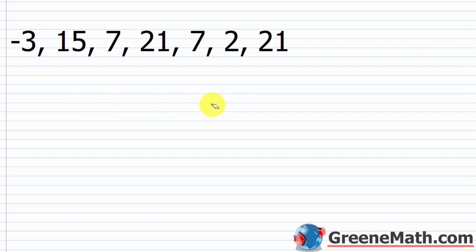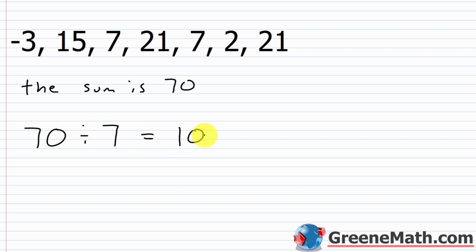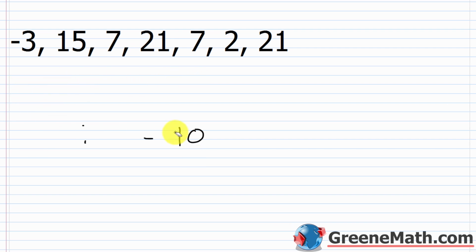Now we have our sum for this group of numbers. So let me just write that the sum is 70. So once I have the sum, all I need to do is divide by the number of numbers, and that will give me the average, or again, the mean. So 1, 2, 3, 4, 5, 6, 7. There are 7 numbers. So we would take the sum, which is 70, and divide it by 7, the number of numbers, and that would give us 10. So 10 is going to be our average, or again, our mean. So let's write that. The mean is 10.